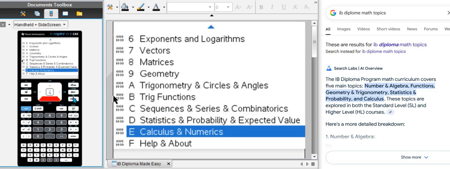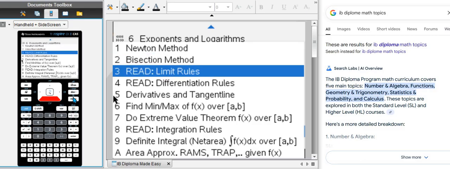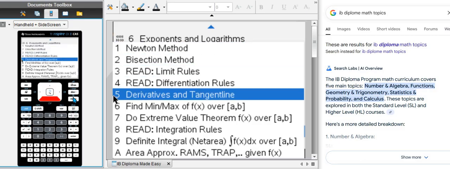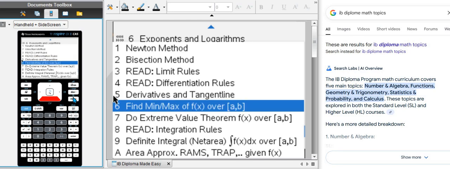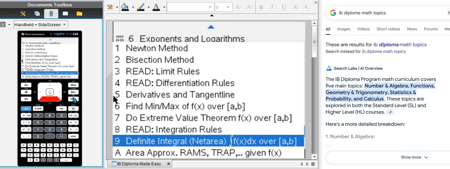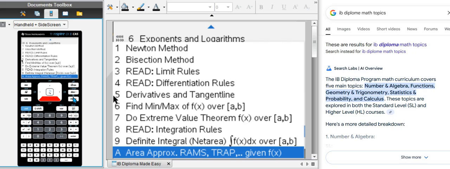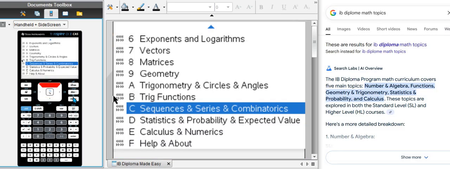And then lastly, calculus, you have some numerical methods, Newton and bisection methods, the standard derivatives, tangent lines, finding mins and maxes, and then of course integration rules, definite integrals, and also numerical integration using right Riemann sum approximation, trapezoid methods, etc. So all of these things and much more are going to be part of this app.